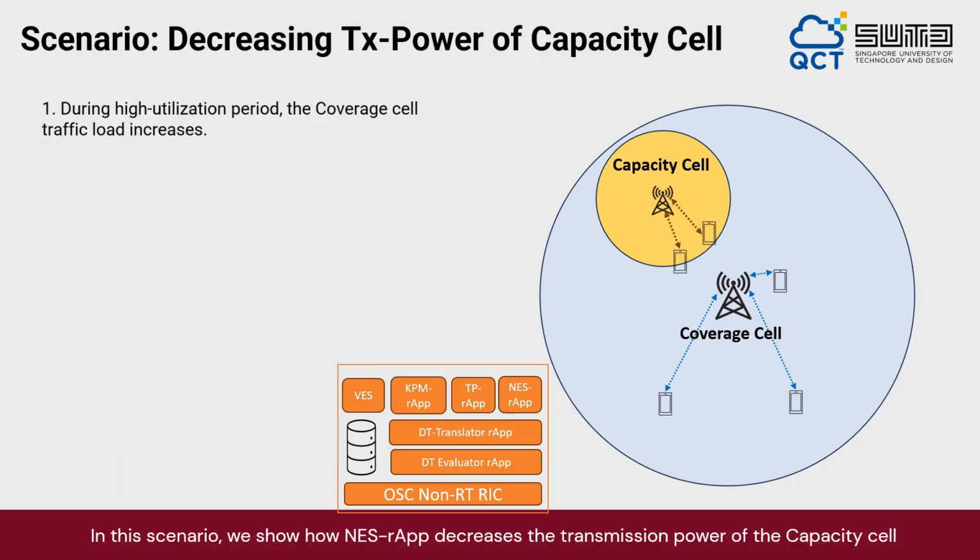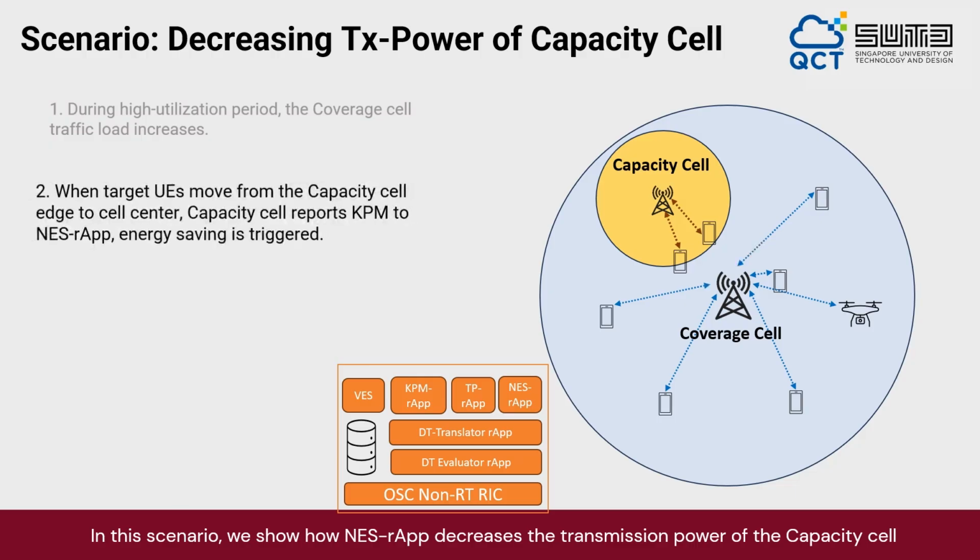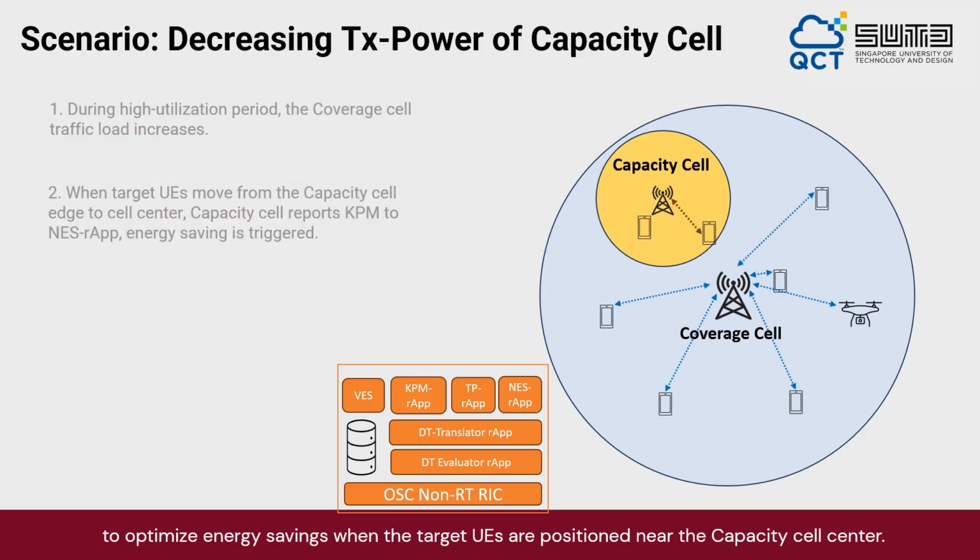In this scenario, we show how the NES rApp decreases the transmission power of the capacity cell to optimize energy savings when the target UEs are positioned near the capacity cell center.